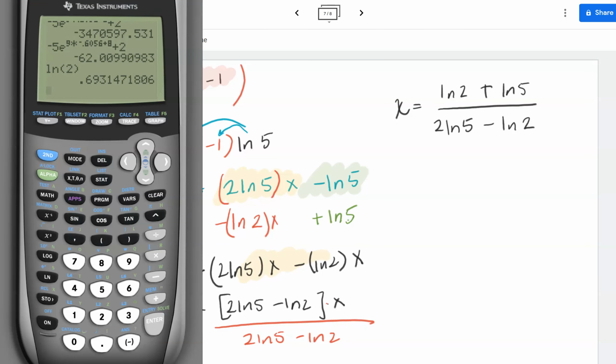Let's go ahead and type it into my calculator. I'll use parentheses. The ln of 2 plus the ln of 5, divided by, need more parentheses, 2 ln of 5 minus the ln of 2. Close. Oh, I did not close a parenthesis. You guys should have been yelling at the YouTube screen. Come on. There we go. So 0.91165.